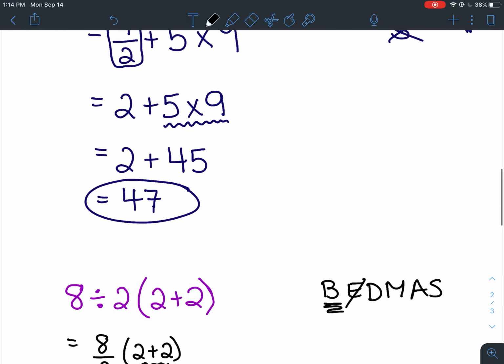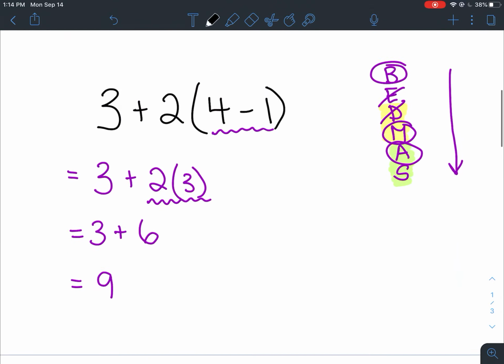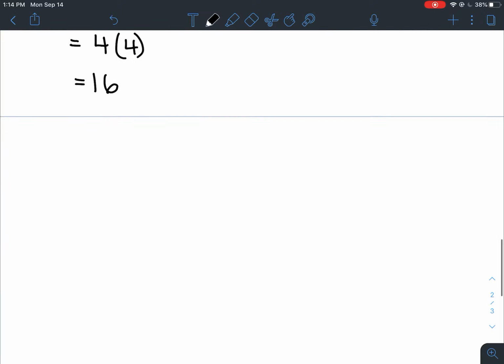Okay, should we do another one? We did 3. I think that's good. Okay, so that's Bedmas. It just tells you what order to complete operations in. The end.